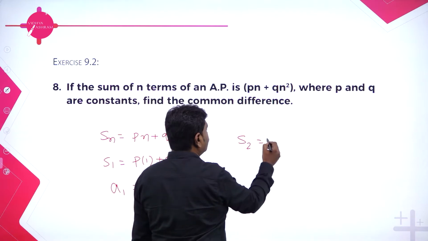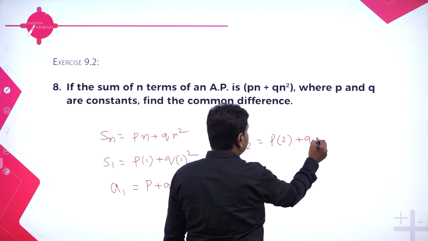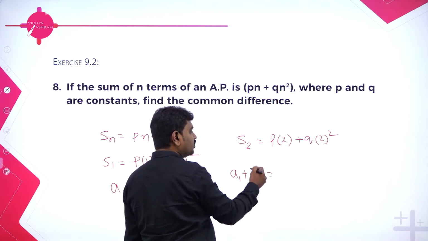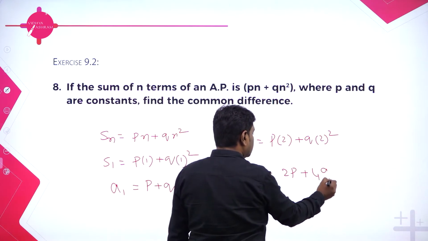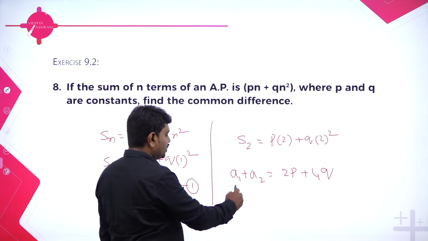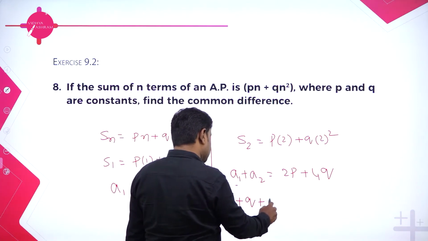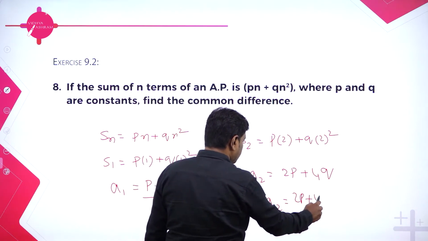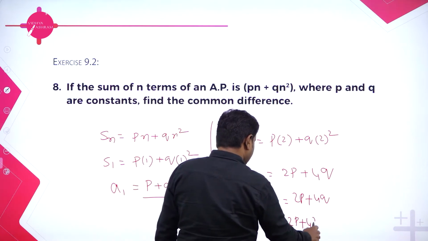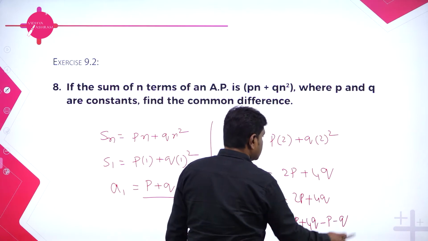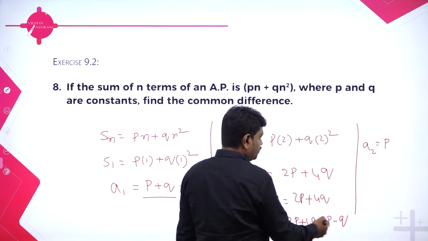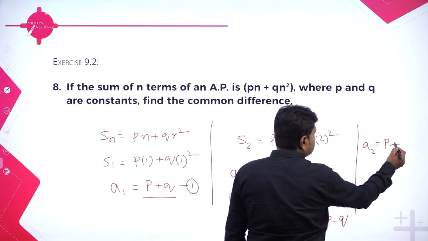S2 means in the place of n put 2. So it becomes P into 2 plus Q into 2 square. That is, S2 is also written as A1 plus A2. S2 means the sum of two terms. So this is 2P plus 4Q. Now in the place of A1 substitute the value of A1. What is the value of A1? You got P plus Q. So in the place of A1 put P plus Q. So it becomes P plus Q plus A2 is equal to 2P plus 4Q. Rearrange. So you get A2 is equal to 2P plus 4Q minus P minus Q. So in one step you get A2. What is A2? 2P minus P is P, plus 4Q minus Q is 3Q.